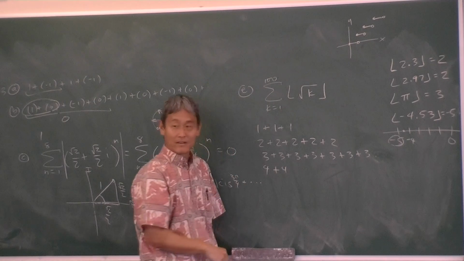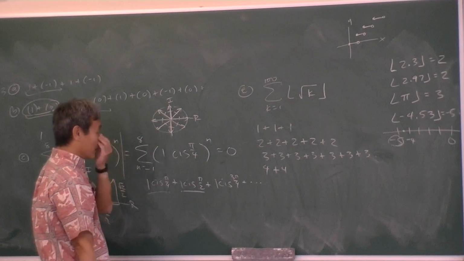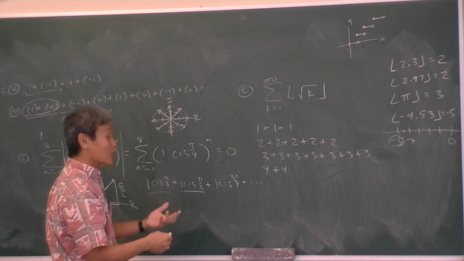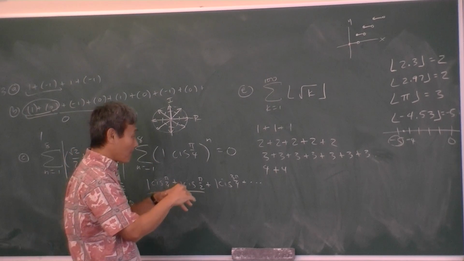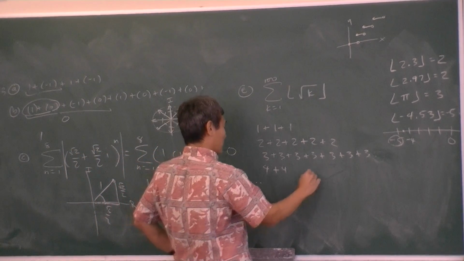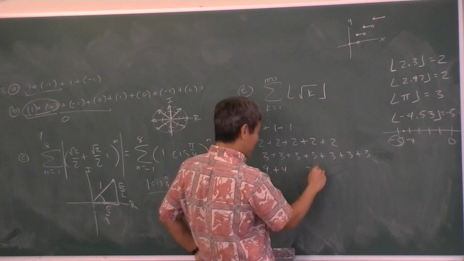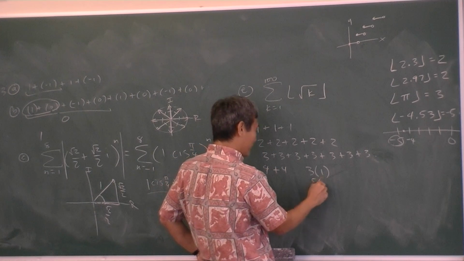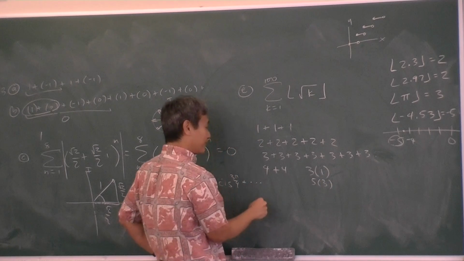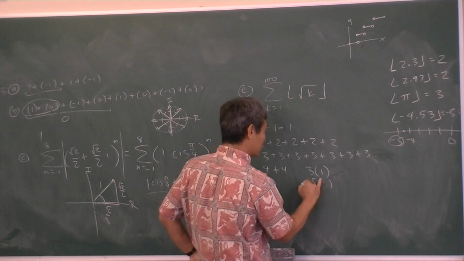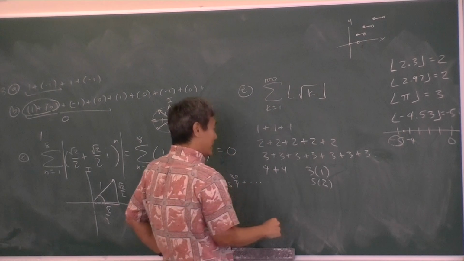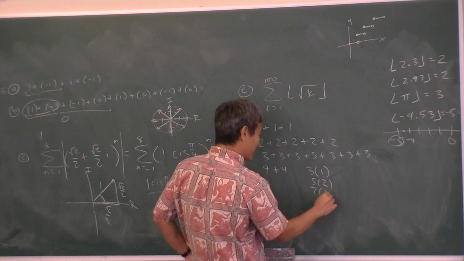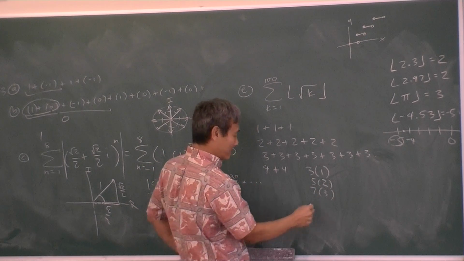Okay, do you see a pattern here? Or are these just random things going on? You have to plug in enough numbers so that you see the pattern. So how many 1s are there? There are 3 1s. How many 2s are there? There are 5 2s. How many 3s are there? There are 7 3s, and you can see the pattern now, right?